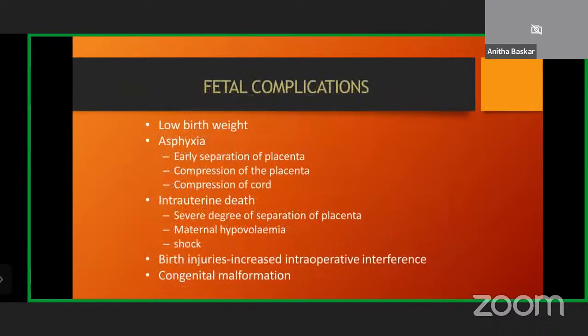What are the fetal complications? Most of the mothers lead into preterm labor, and there is a chance of low birth weight, and IUD will be more common due to the severe degree of placental separation, where abruptio placenta is more commonly associated with placenta previa.